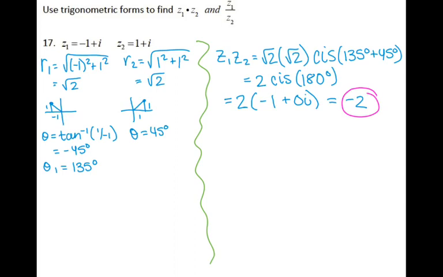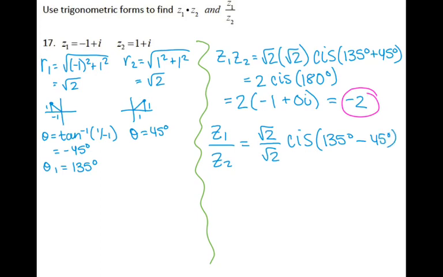Now we can find the quotient. So for the quotient, z1 divided by z2, that is going to be r1 over r2 times cosine plus i sine of theta 1 minus theta 2. Oh, there we go. So that gives me root 2 over root 2 is just 1 times cosine plus i sine of 90 degrees. And cosine of 90 degrees is 0. Sine of 90 degrees is 1. So my answer for this is just 1i, or just i if you don't feel like putting the 1 there.